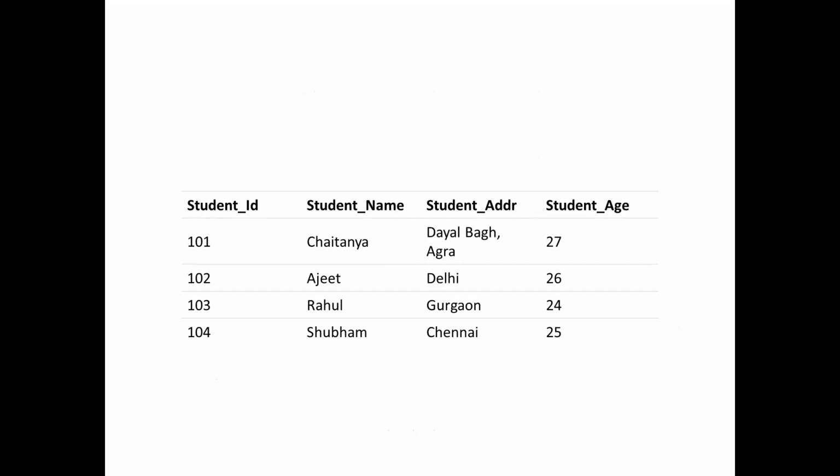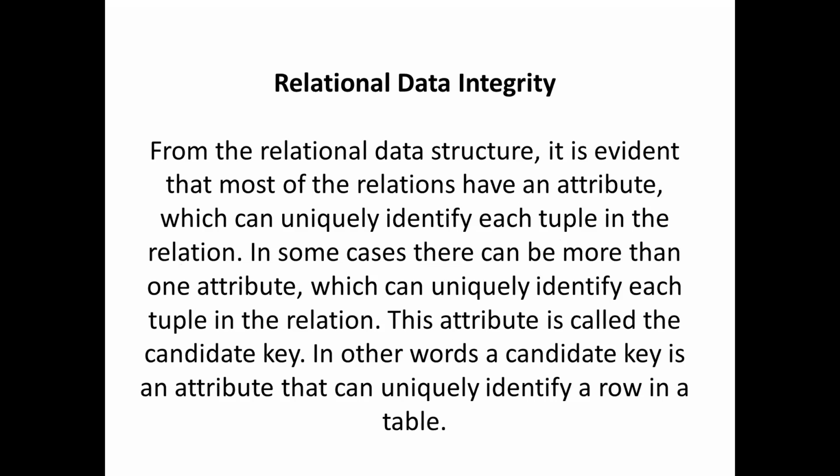Let's see here. The first row and second row are not similar at all. The first row is 101, Chaitanya, Dairabak, age 27, and the second one is 102, Ajit, Delhi, 26.